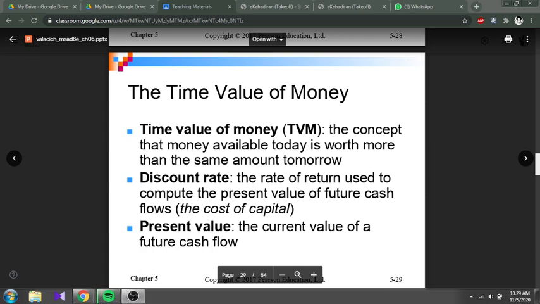Okay, this is ASM653 on system analysis and design. Last time we covered initiating and selecting the project. So we stopped at the time value for money, the time value of money, sorry.